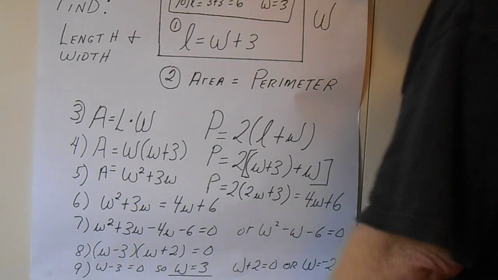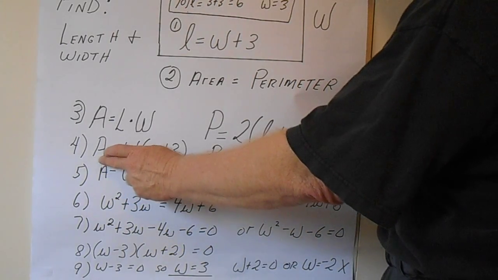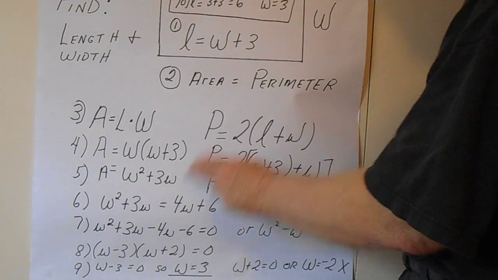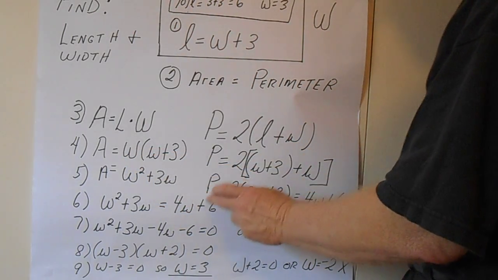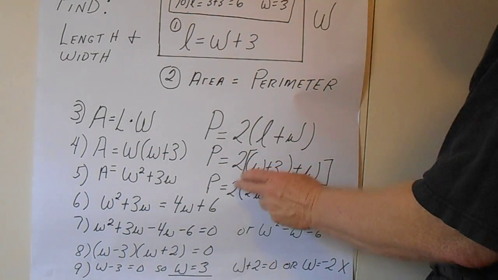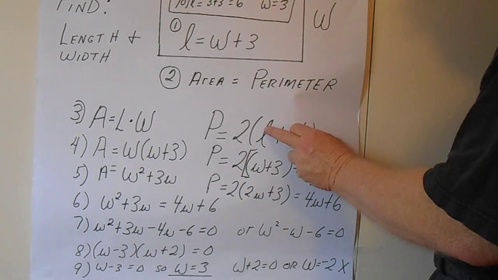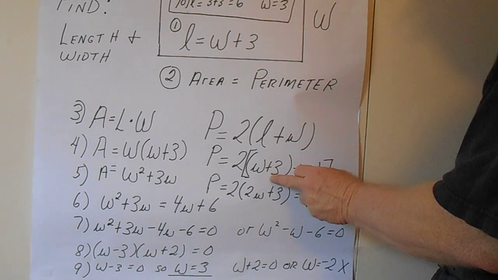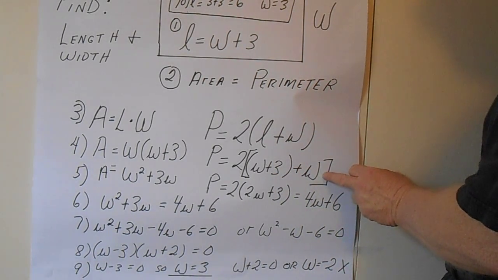So in step 4, all we do is start substituting. Area is equal to the length, which is W plus 3, times the width. And on this side, the perimeter is going to be equal to twice, instead of the length, we know it's W plus 3, so instead of L, W plus 3, plus this W.